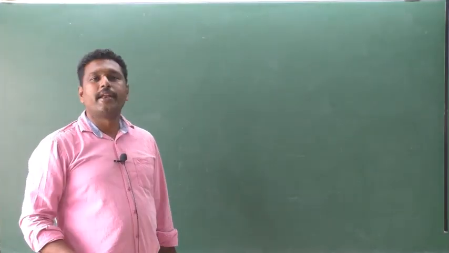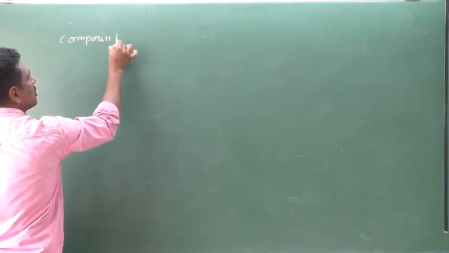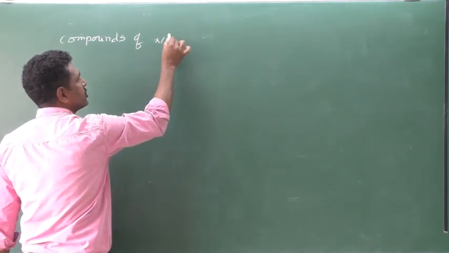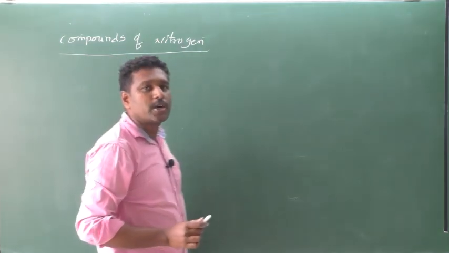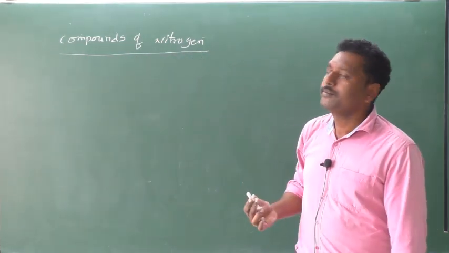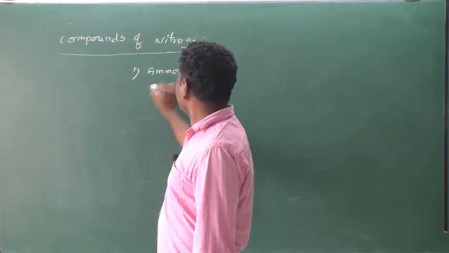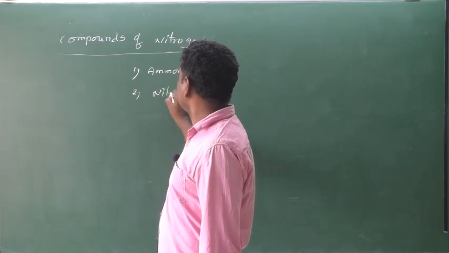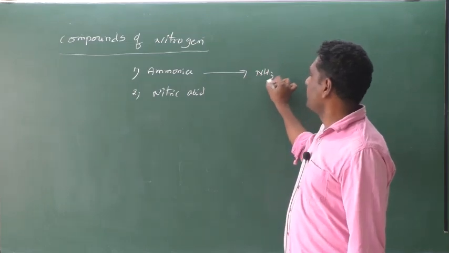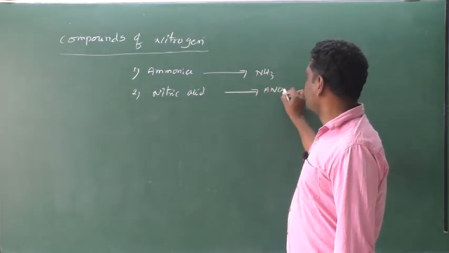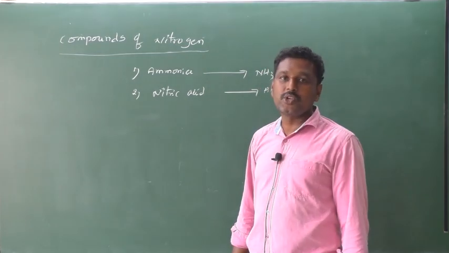After that, compounds of nitrogen. We discuss only two compounds. First one is ammonia, second one is nitric acid. Ammonia formula NH3, nitric acid formula HNO3. We'll discuss only ammonia and nitric acid.